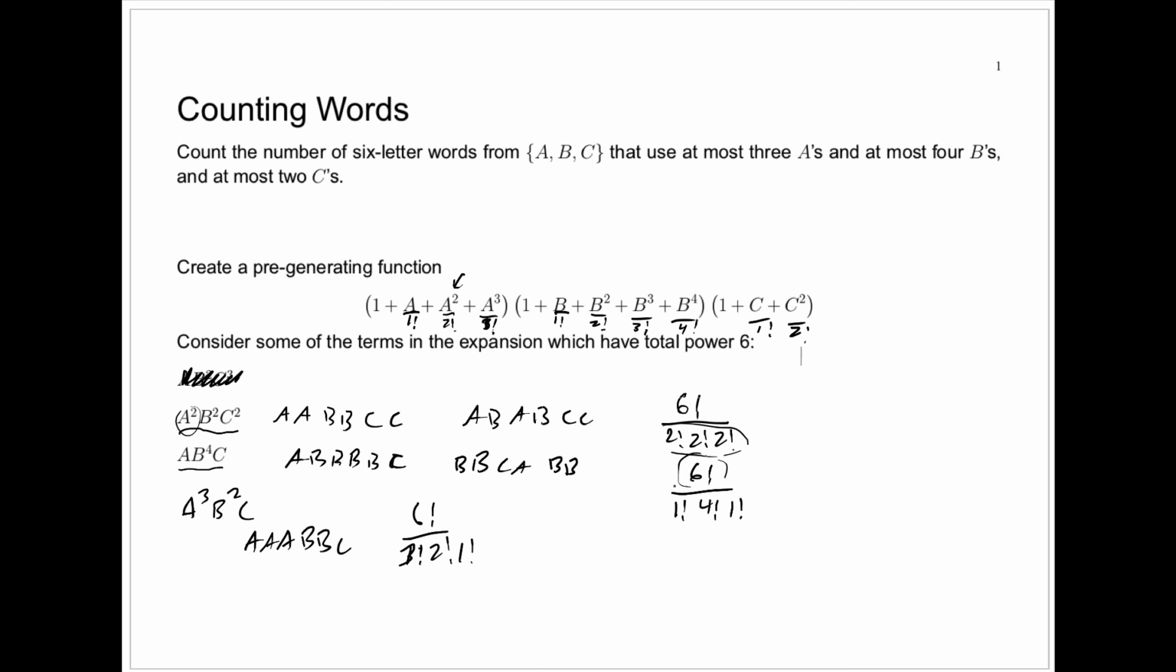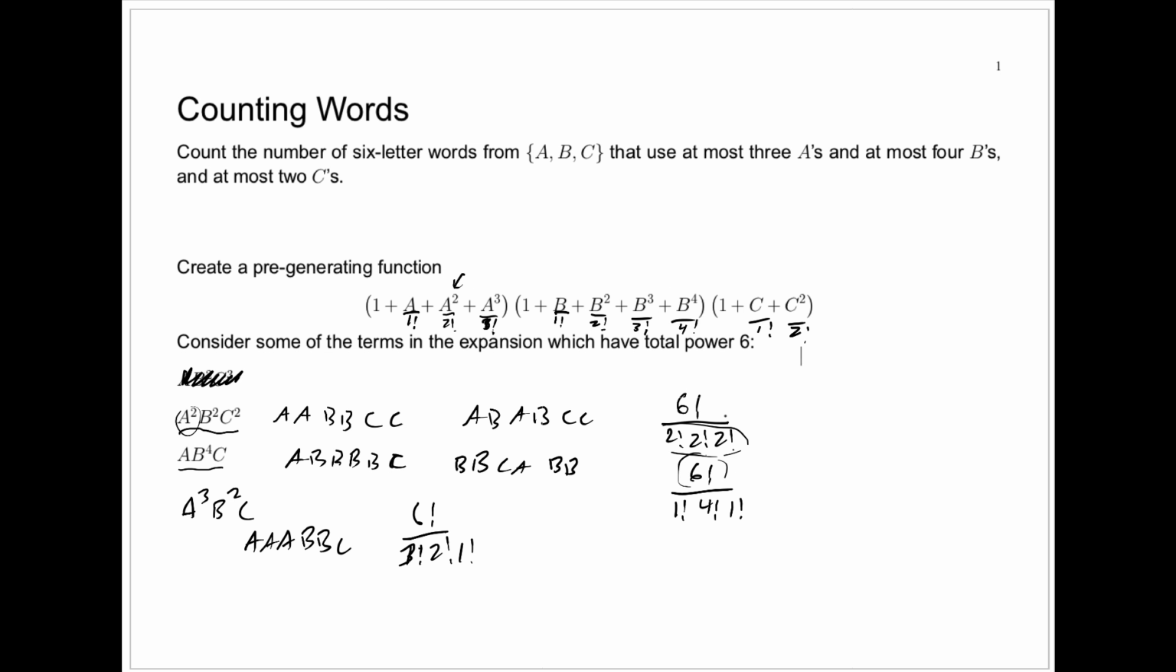But now we'll be off by this factor of 6 factorial. So what do we do? We put that in at the end, and we just look for all the terms where the total power is 6. We'll get this one, this one, this one, and they'll have the correct denominators, which will add up, and we just multiply the answer by 6 factorial at the end.